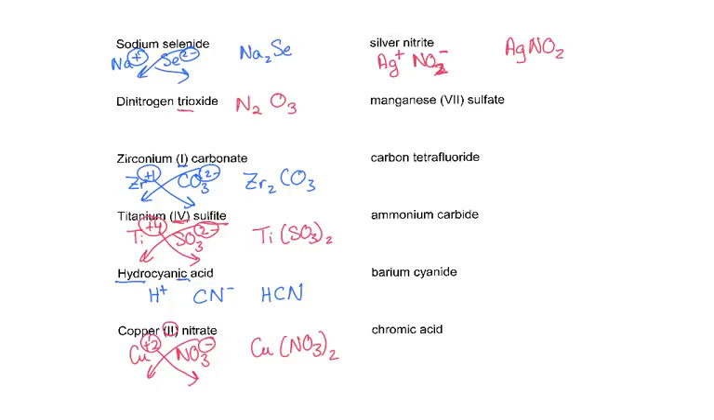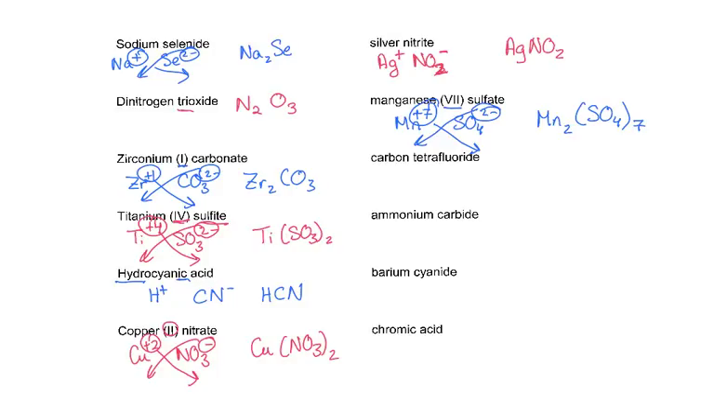Manganese(VII) sulfate. Again, ionic, so balance out your charges. So manganese is Mn. This tells us that it's +7. Sulfate is SO4 2-, so let's switch and reduce. So it'd be Mn2(SO4)7.